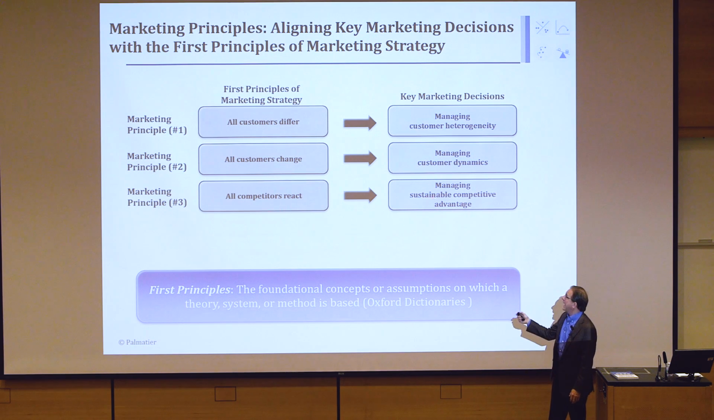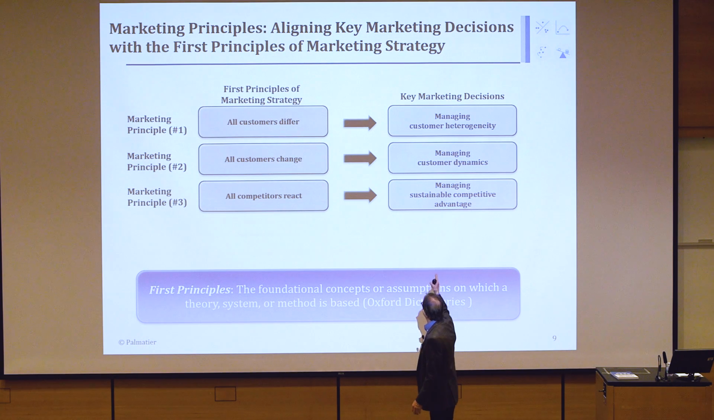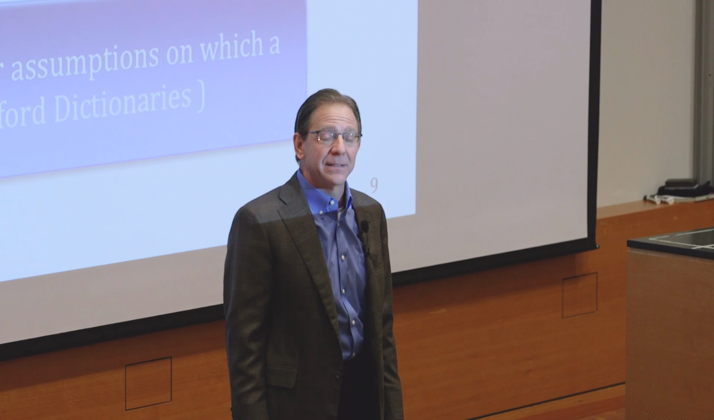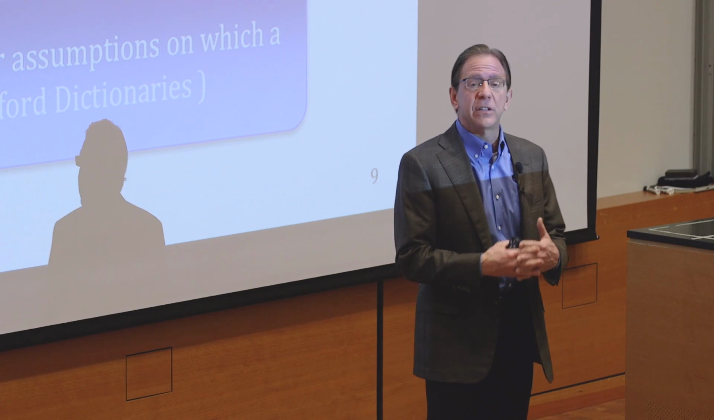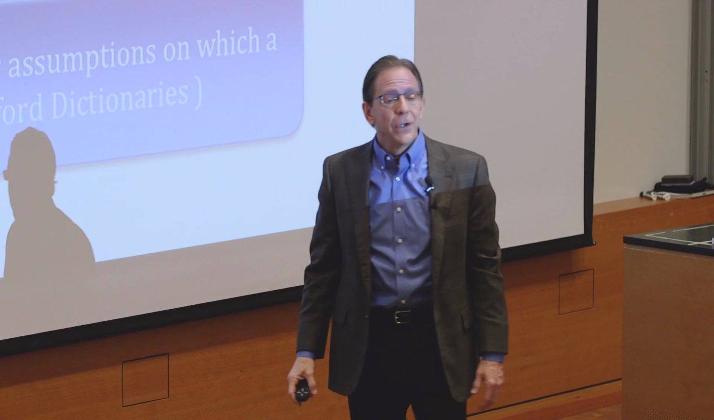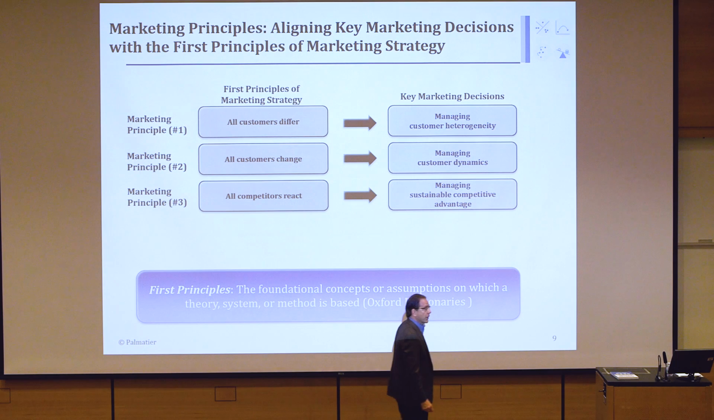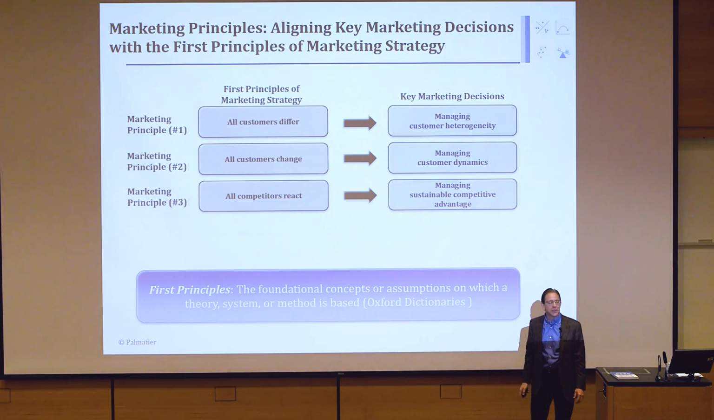Third, all competitors react. And the way we're going to deal with that is we're going to manage our sustainable competitive advantage. I'll often use an abbreviation for that: SCAs. SCA is sustainable competitive advantage. The idea is, think of a sustainable competitive advantage as building walls around your business, or maybe a moat and walls. You're trying to protect your business because if you're successful, you know competitors are going to come after you. And you want to have some way to repel them. And we're going to talk more. So you know competitors are going to react. This is how you build your barriers.